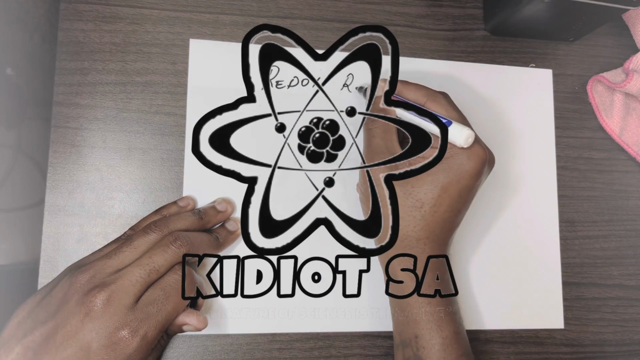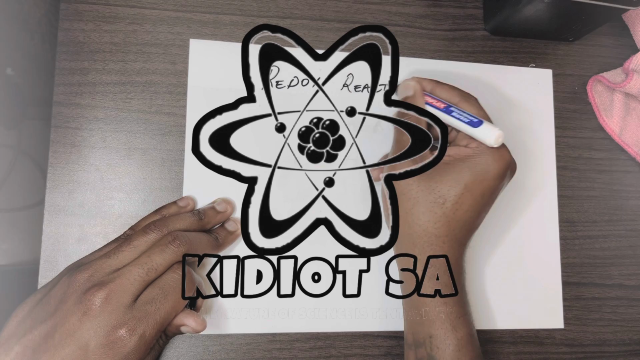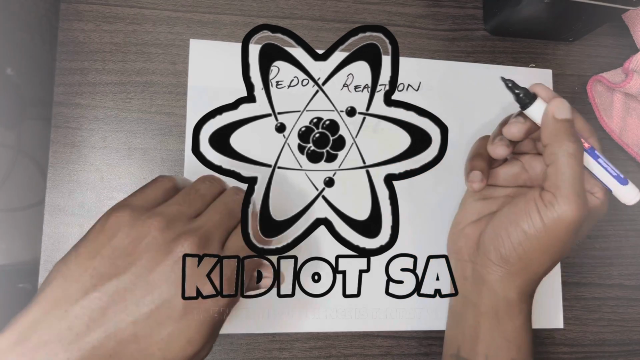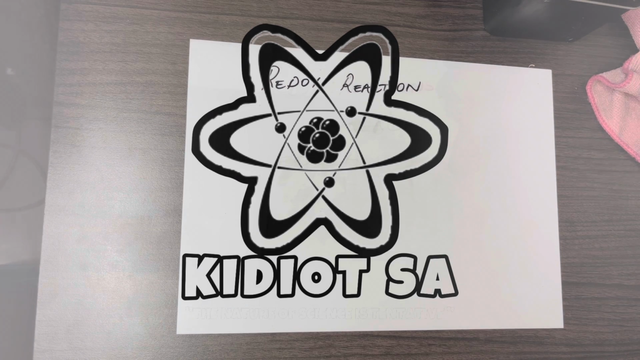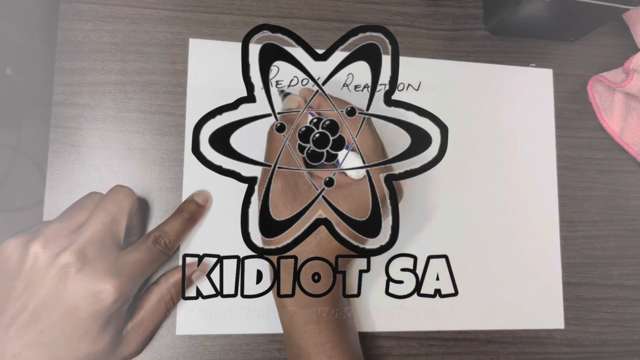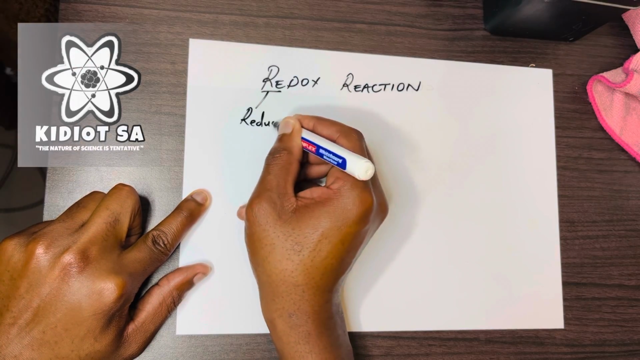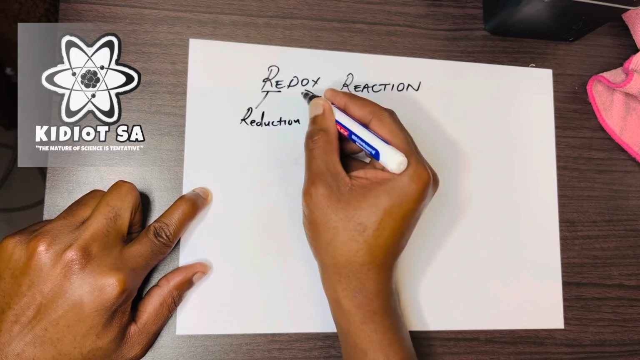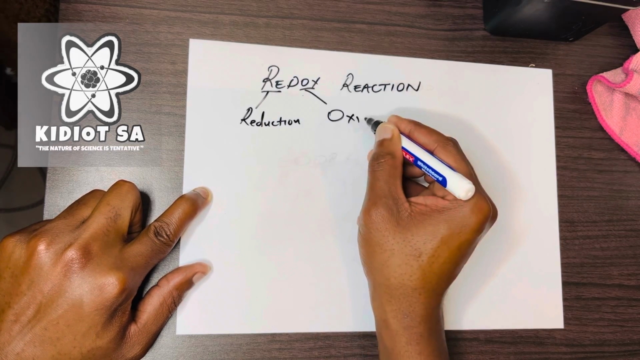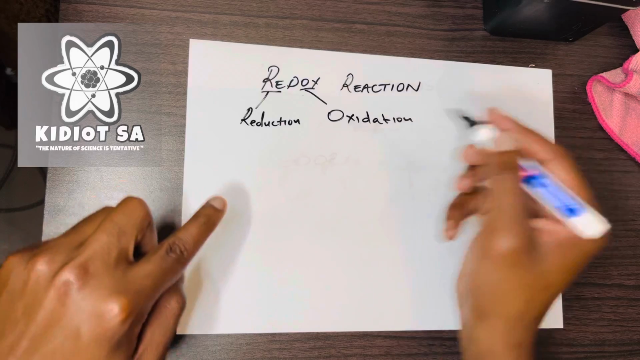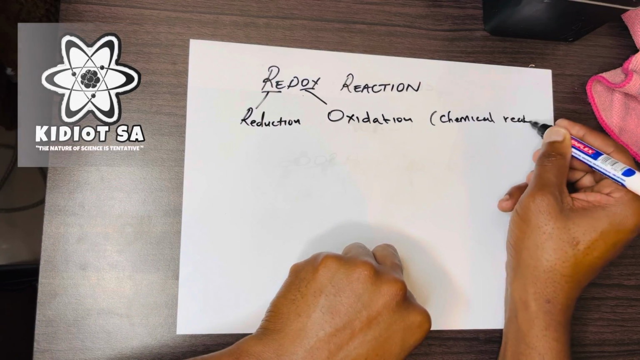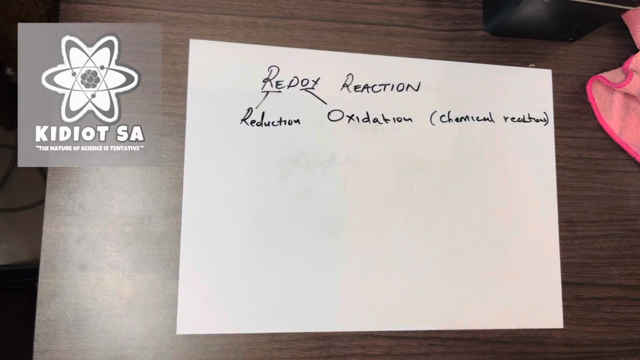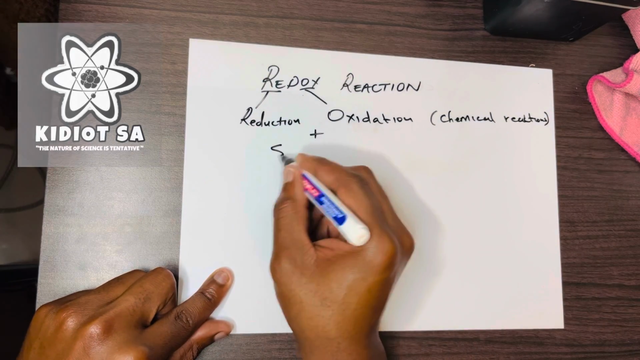This concept is taught in grade 10, grade 11, grade 12 under electrochemical reactions, and already one can tell that it's examined in all the grades. What are we talking about when we say something is a redox reaction? It simply means that the reduction together with the oxidation are types of chemical reactions that, if they are redox reactions, will occur simultaneously.